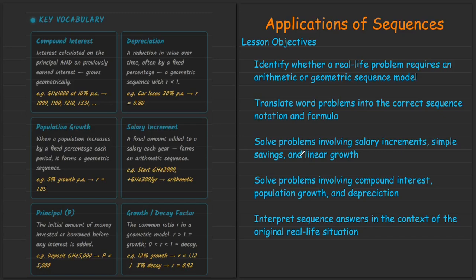In this lesson, we are looking at some applications of sequence. By the end of this lesson, you should be able to identify whether a real-life problem requires an arithmetic or geometric sequence model. You should be able to translate word problems into correct sequence notations and formula. You should be able to solve problems involving salary increments, simple savings, and linear growth.